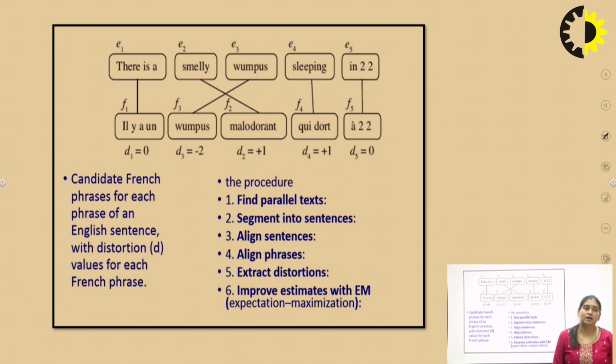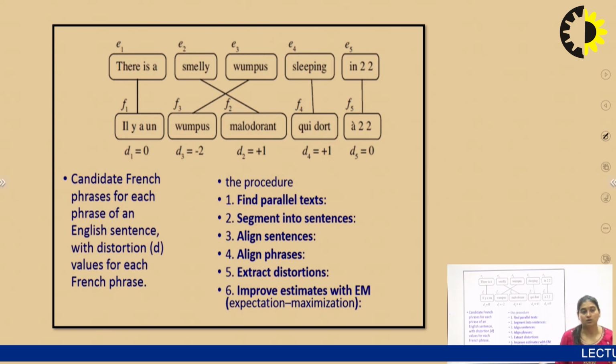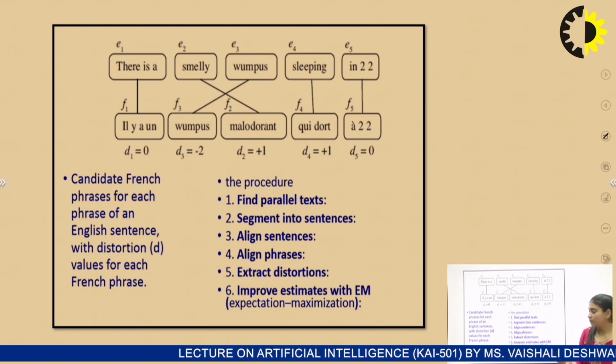So the procedure is that you have to find the parallel text. Second is segment into sentences. Third is align the sentences, align the phrases, and then extract the distortion, the D or misrepresentation value, and then improve the estimates with EM, the expectation maximization steps, which you have to follow to improve the estimates.